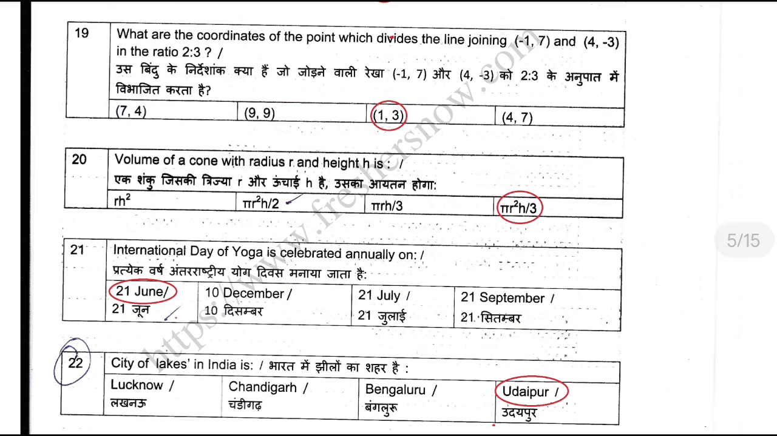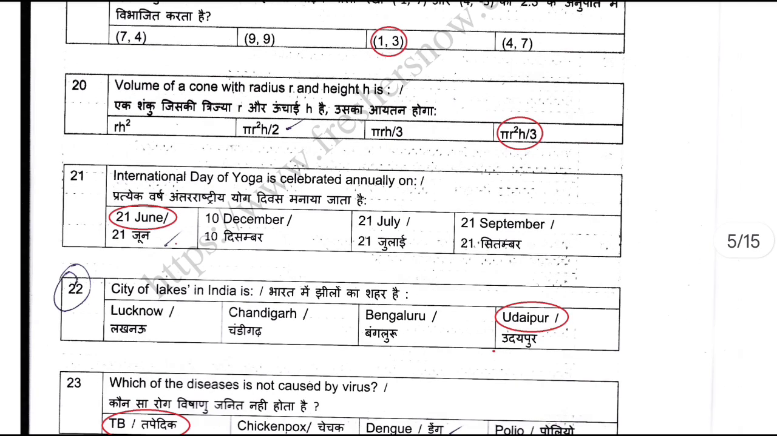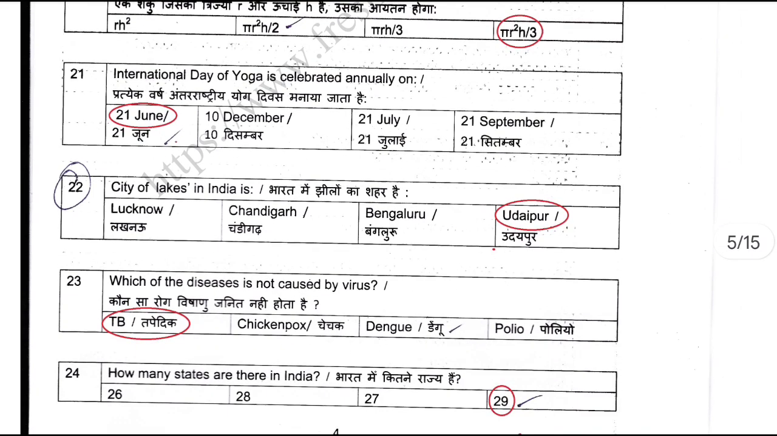Volume of a cone: this formula is important. Volume of a cone, volume of a sphere, volume of a circle: these formulas are often confused. The formula is pi r square h by 3.